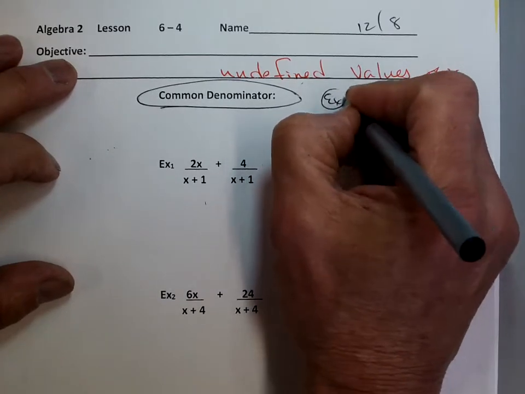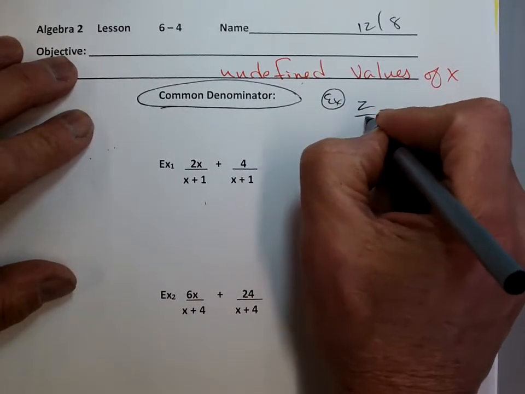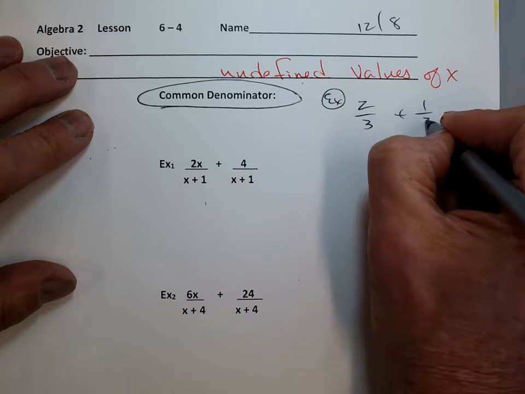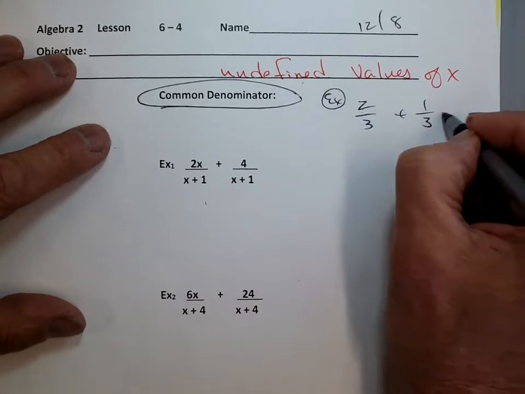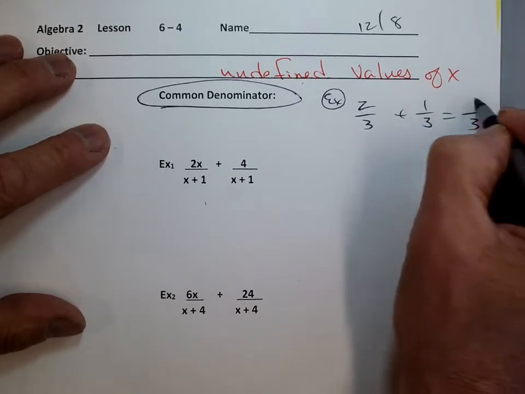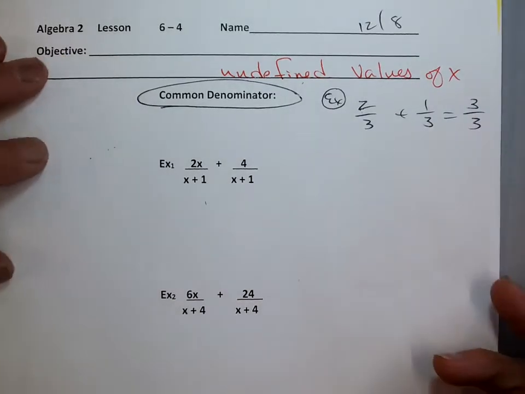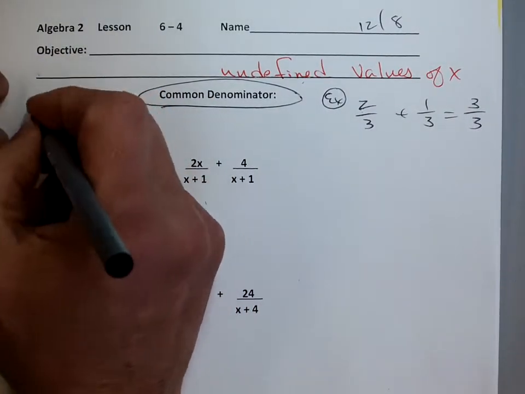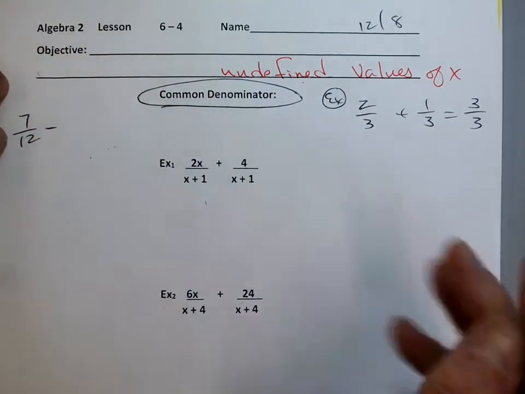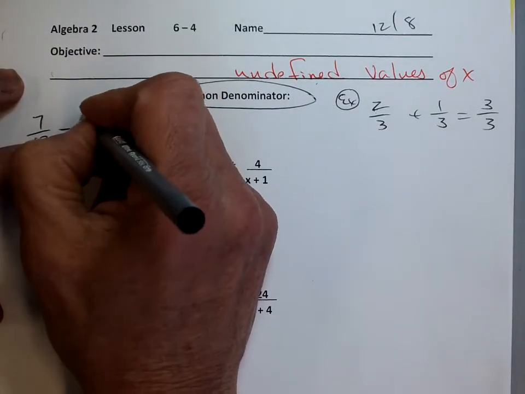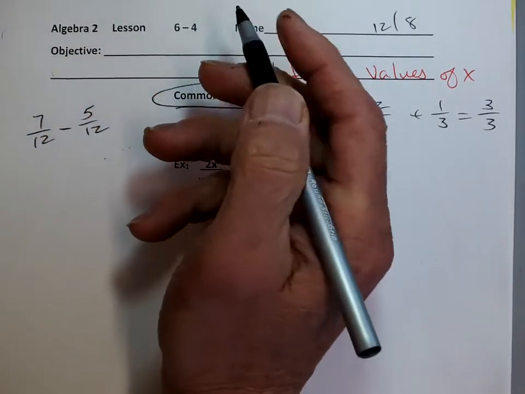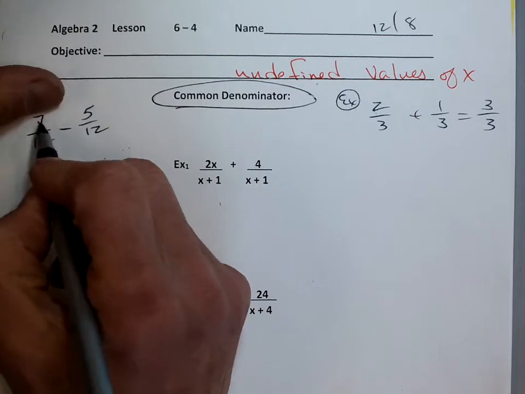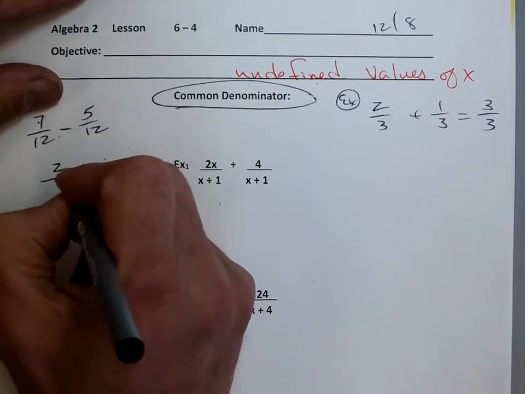So, example: if you had 2/3 plus 1/3, you can add them. You've got thirds. 2 plus 1 is 3. You get 1. Even subtracting, if you had 7/12 minus 5/12, as long as you have a common denominator, you can subtract them. You go 7 minus 5 is 2/12, okay?